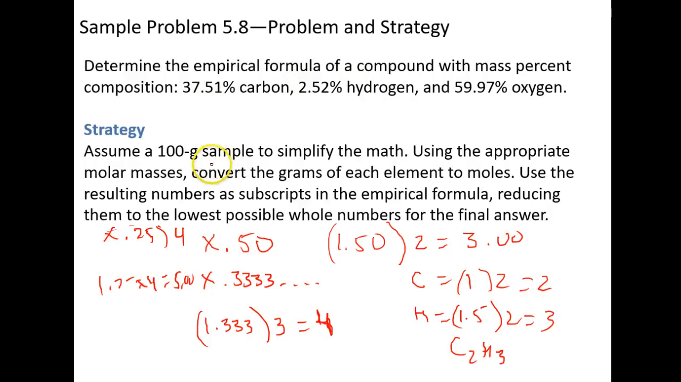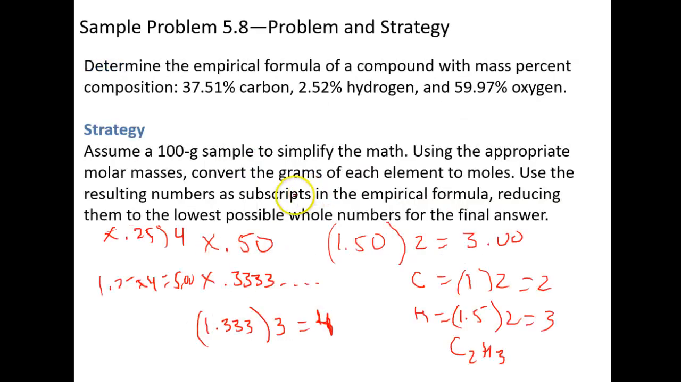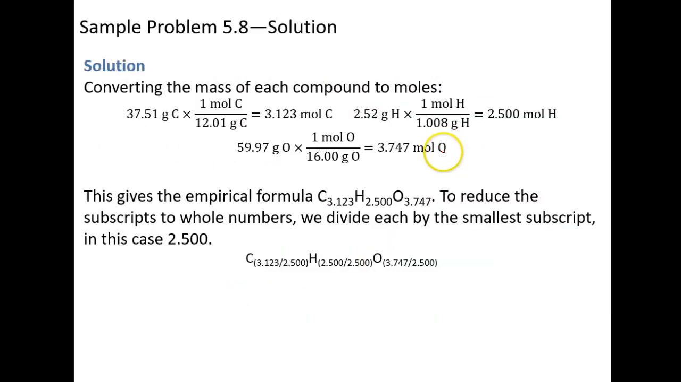Welcome back. If that was too fast, make sure you pause it and do it again. Okay, so here we go. So they're converting everything to grams. You do not have to do these calculations. You can just simply take this percentage and just put a gram there and put a gram there, put a gram there. Kind of a waste of space right there. Okay, so here we go. We get a 3.3123, a 2.500, and a 3.740.